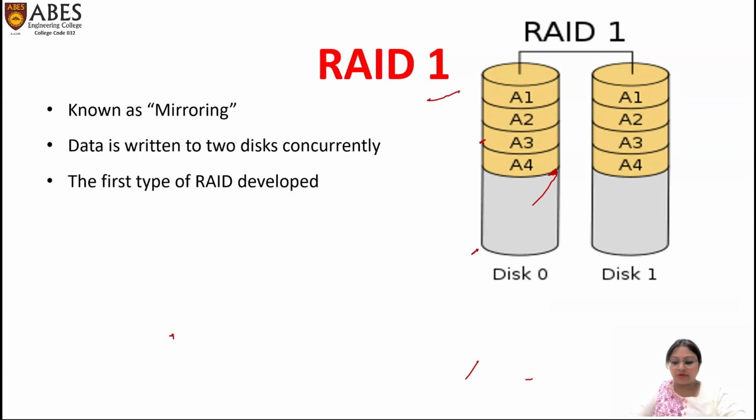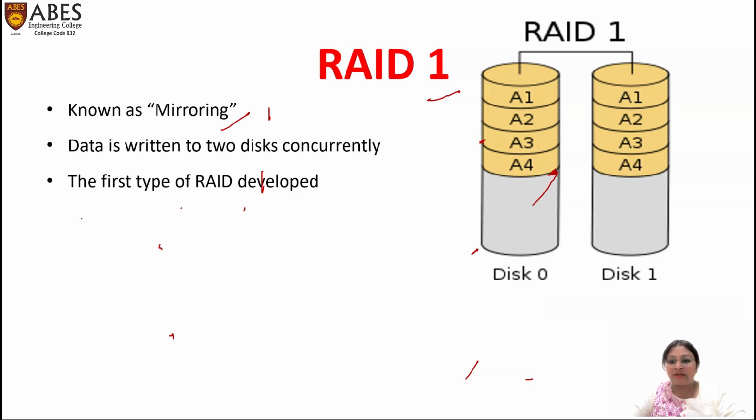RAID 1. What is RAID 1? RAID 1 is called mirroring. Mirroring means the data that is stored in one disk is duplicated or mirrored in another disk. Like here you can see in the diagram, there is a data A1 in disk 0 that is replicated in disk 1.